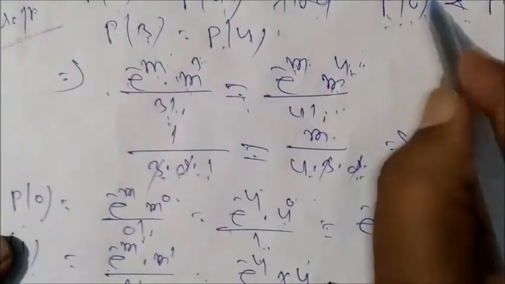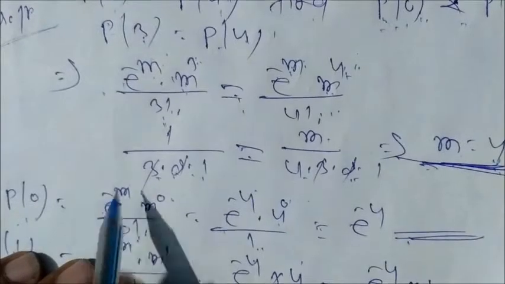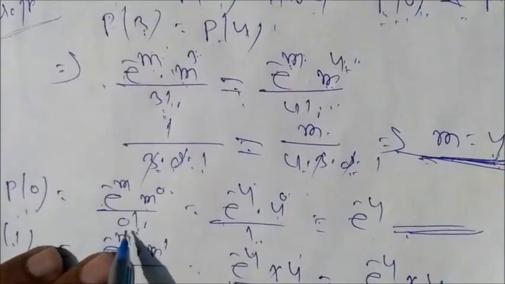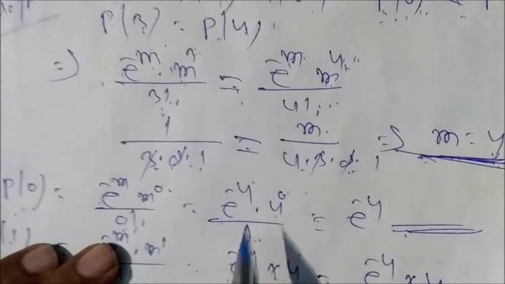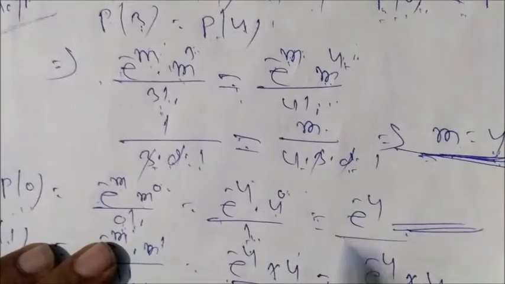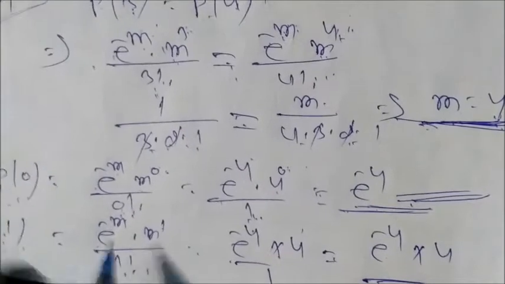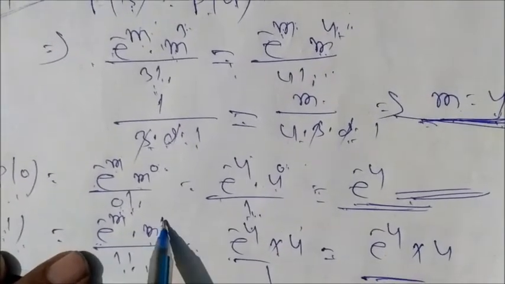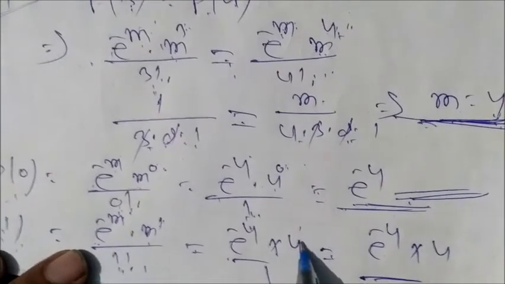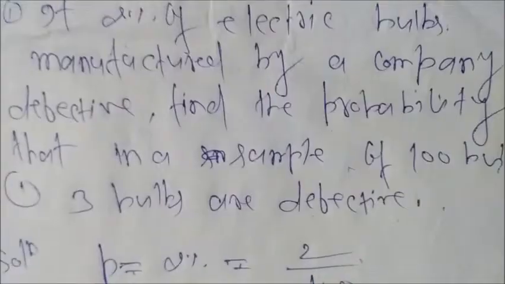Now we have to find P(0), again by the formula, e to the power minus m, m to the power 0, because r equals 0, by factorial 0. The value of factorial 0 is 1. Therefore e to the power minus 4, value of m, 4 to the power 0 by 1, equals e to the power minus 4. Second, P(1), that is r equal to 1: e to the power minus m, m to the power 1 by factorial 1, equals e to the power minus 4 into 4 by 1, which is e to the power minus 4 into 4.